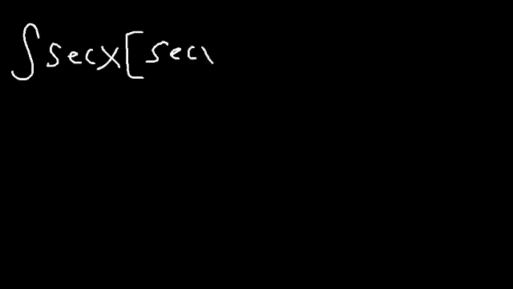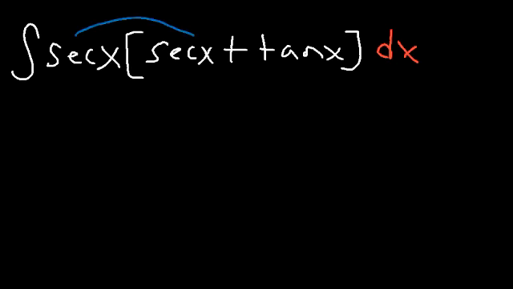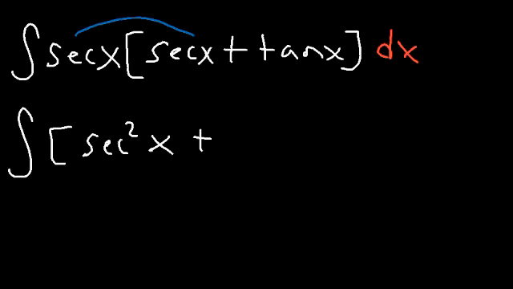Try this one. Find the antiderivative of secant x times secant x plus tangent x dx. So what do you think we need to do in this problem? What we should do is distribute secant. Secant times secant is secant squared. And secant times tangent is simply secant tangent.